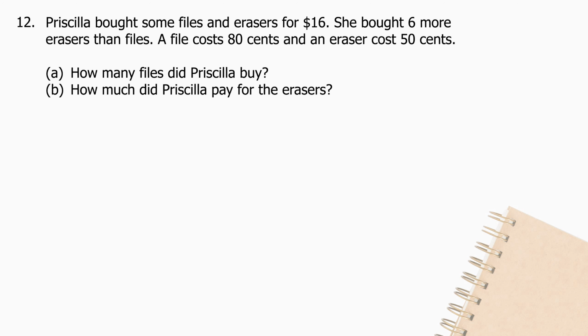Question 12. Priscilla bought some files and erasers for $16. She bought 6 more erasers than files. A file costs 80 cents, and an eraser costs 50 cents. A. How many files did Priscilla buy? B. How much did Priscilla pay for the erasers?